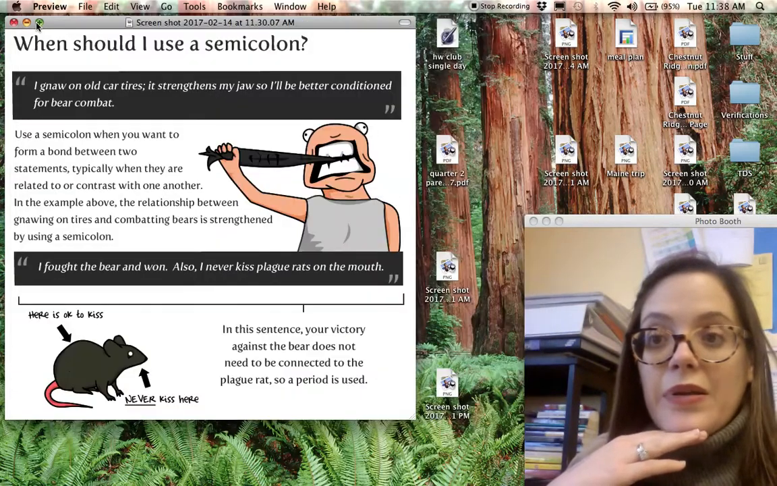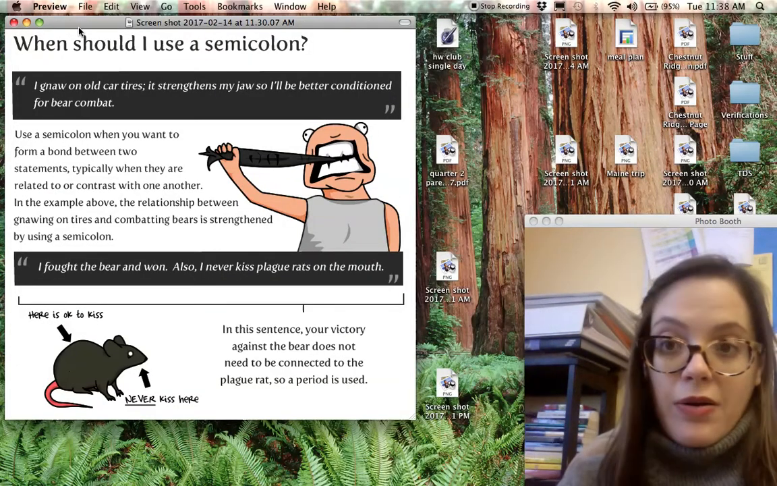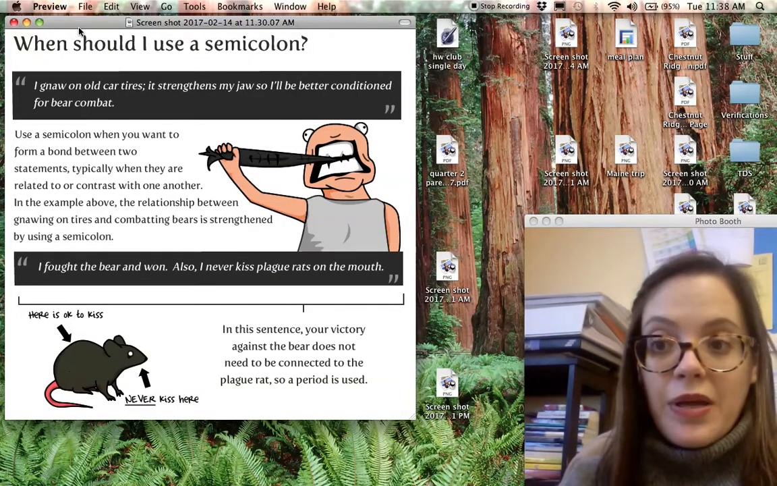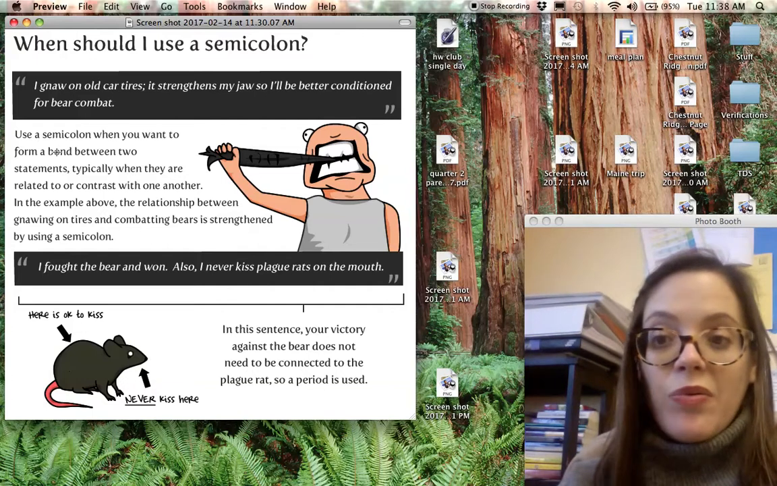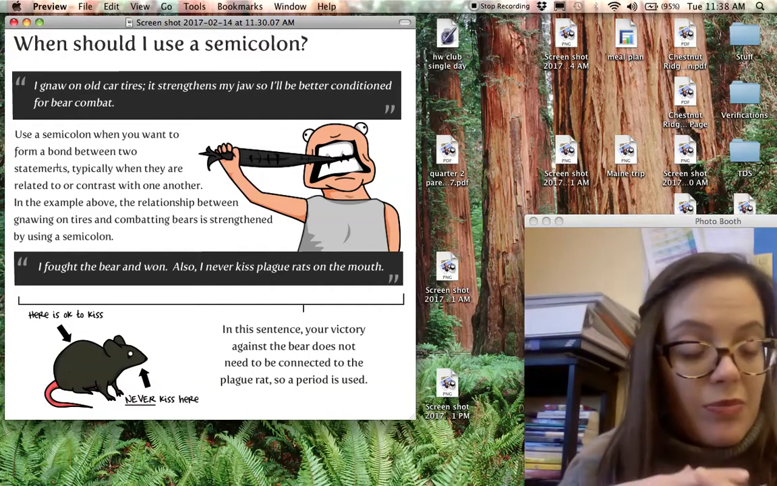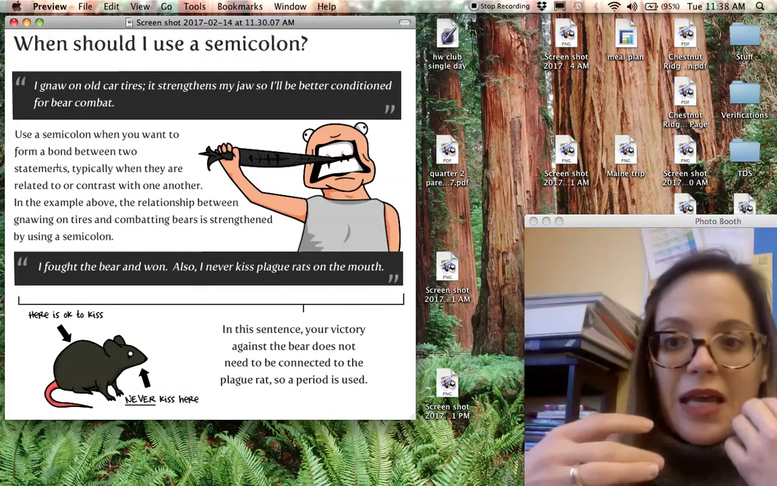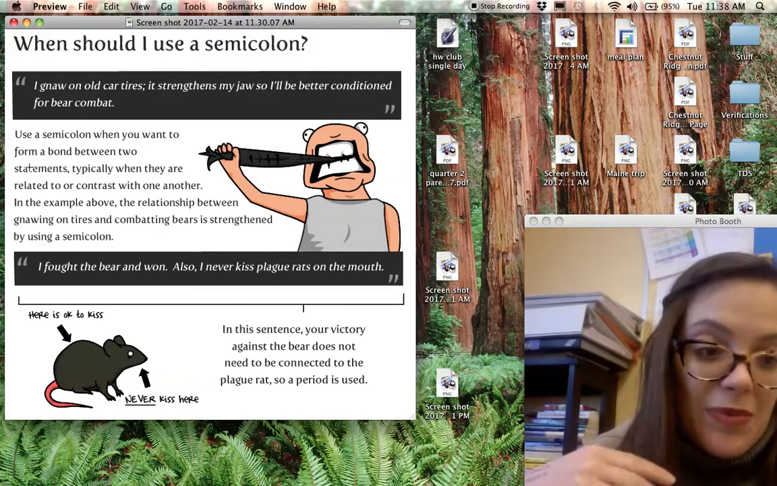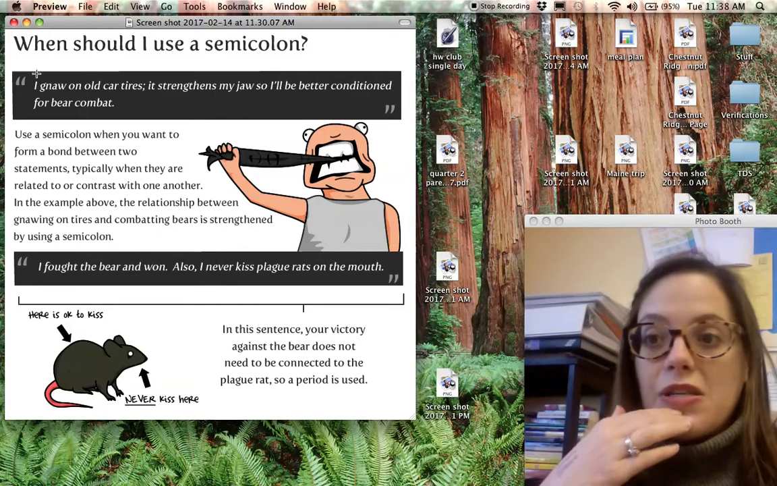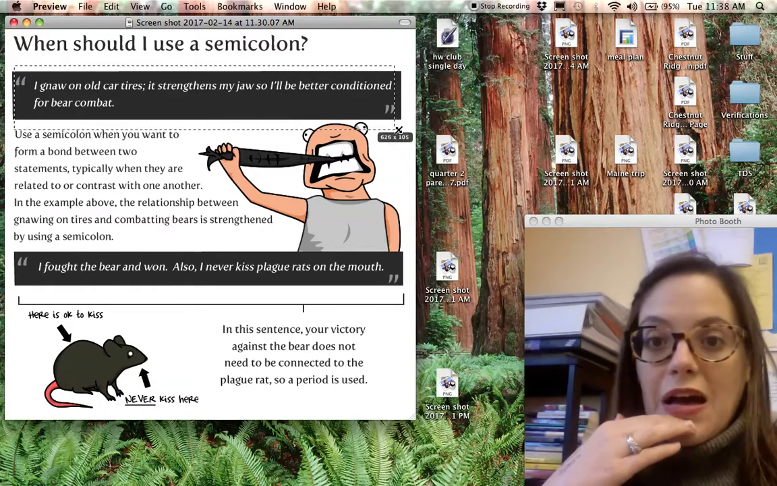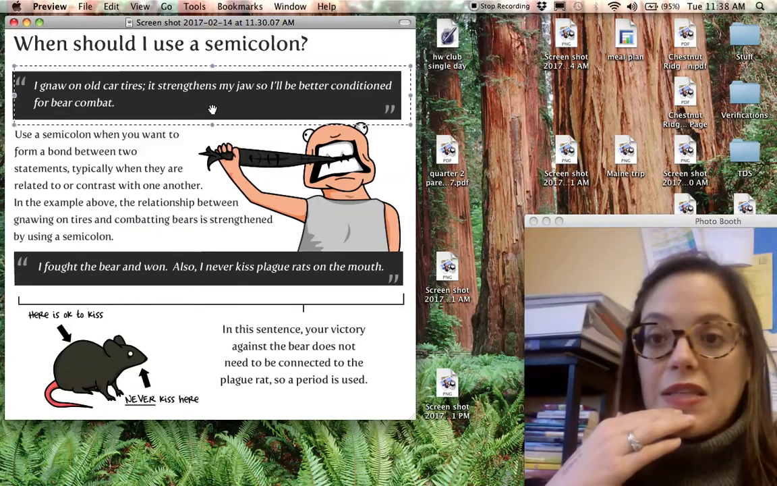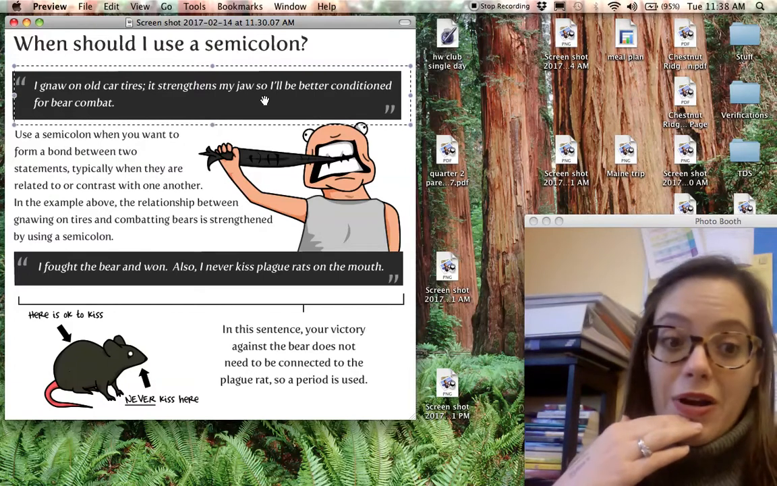Now, a reminder: when should I use them? We want to use a semicolon to join two statements together because they're related. You don't need to put random sentences together. And those two statements need to be independent clauses. So here's an example. I gnaw on old car tires. It strengthens my jaw, so I'll be better conditioned for bear combat.